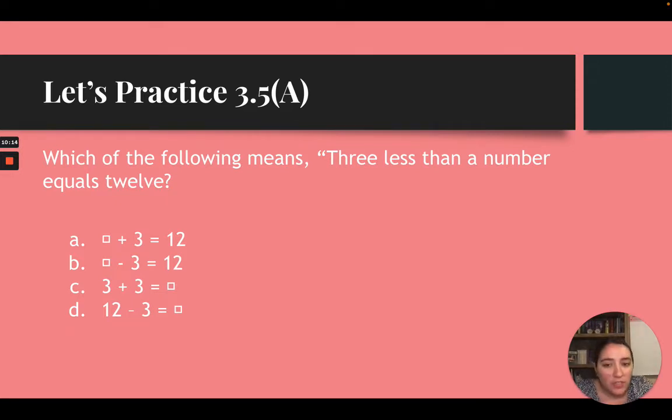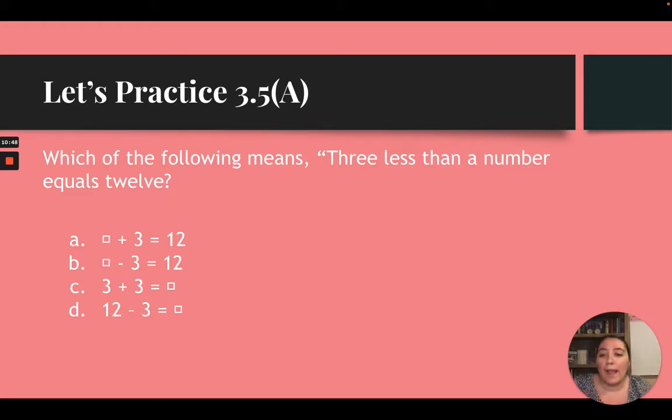This one says, which of the following means 3 less than a number equals 12? All right, I got this in my head. Now the second read, I'm going to read it to make sure I understand. Which of the following means 3 less than a number equals 12? Okay, so now during this third read, I'm like, what am I doing? What operation? I see less than, so that gives me the key word, that clue that I'm going to do subtraction. So 3 less than a number equals 12.